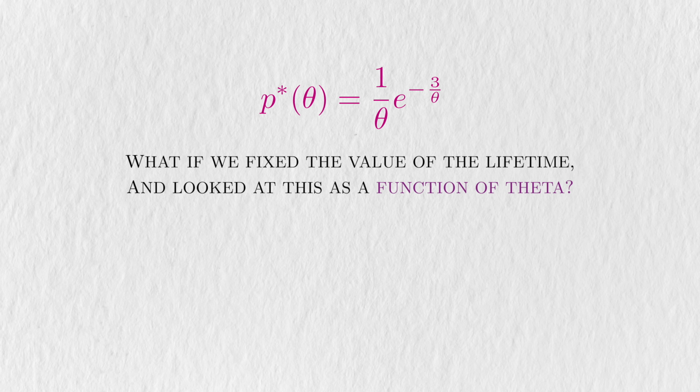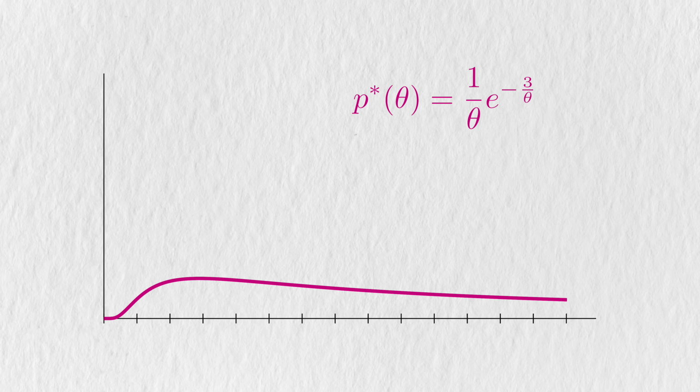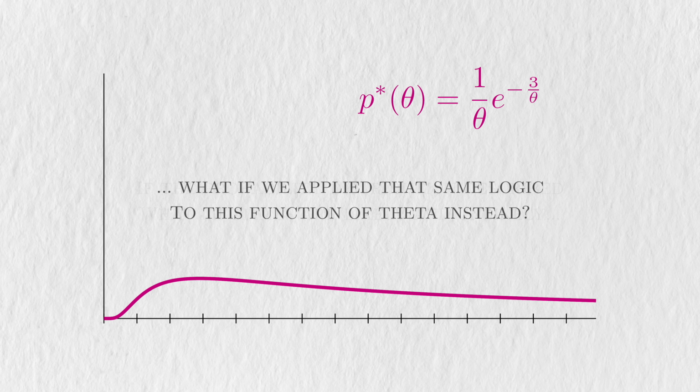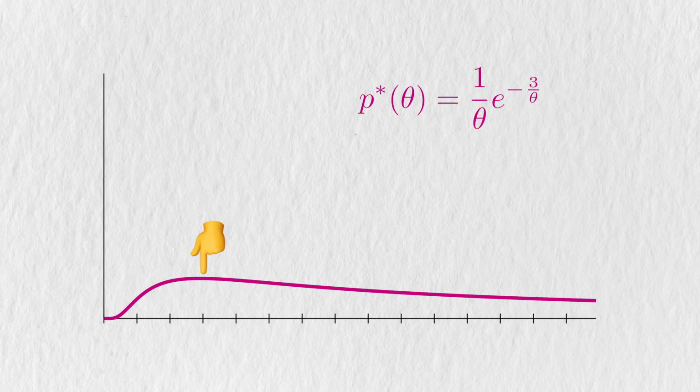But here's another perspective. What if we fixed the value of the lifetime instead and looked at this expression as a function of theta? This is what that function would look like. If the probability distribution function describes what lifetimes are likely and unlikely, what if we applied that same logic to this new function of theta instead? Just by looking at it, you can tell that the maximum of this function happens at around 3. And spoiler alert, it actually is 3.